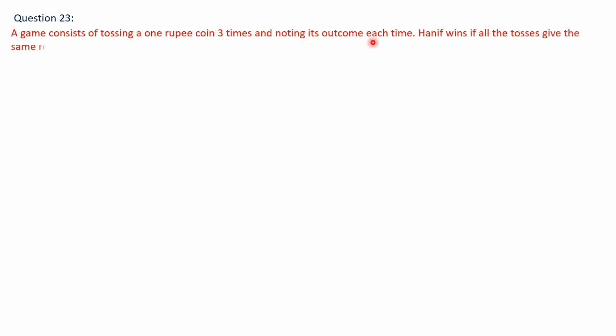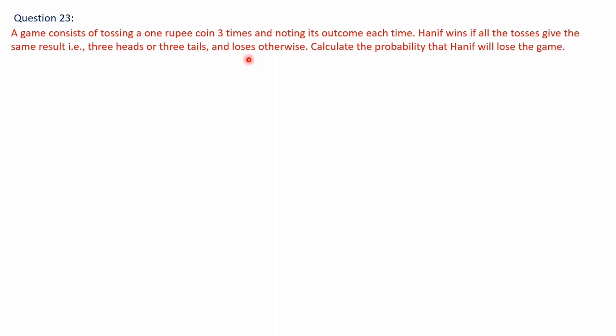Next we shall discuss question number 23. A game consists of tossing a 1 rupee coin 3 times and noting its outcome each time. Hanif wins if all the tosses give the same result, 3 heads or 3 tails, and loses otherwise. Calculate the probability that Hanif will lose the game.